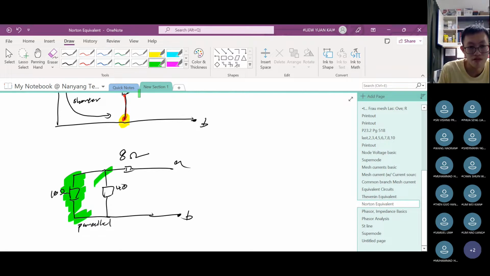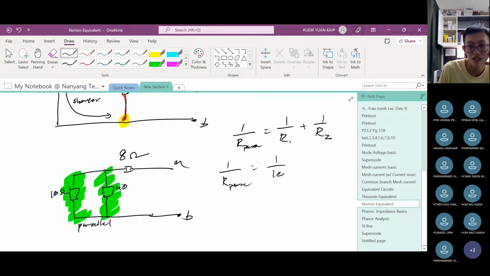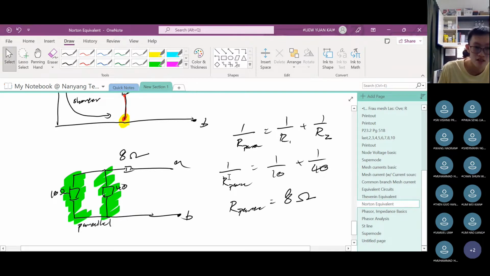Having said that, now what I want to do is combine the resistance of 10 ohms and 40 ohms using the formula, right? Using this formula, 1 over R parallel equals 1 over R1 plus 1 over R2. So if I do that, 1 over R parallel equals 1 over 10 plus 1 over 40. R parallel is 8 ohms. Okay, you can punch your calculator, you should get 8 ohms.